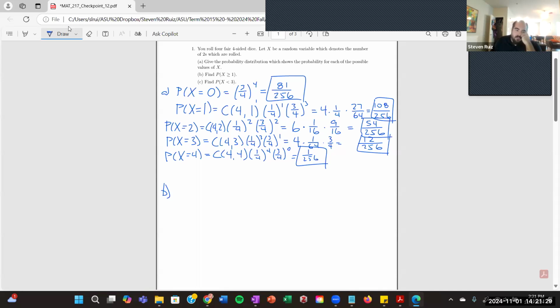So now, what's the probability that x is at least 1? So the probability that x is at least 1 is, now I can add these things together, because the probabilities that I found in A are all exclusive: I threw exactly 0 2s. I threw exactly 1 2. I threw exactly 2 2s, and so on. So now that I have this at least probability, I can add these things together.